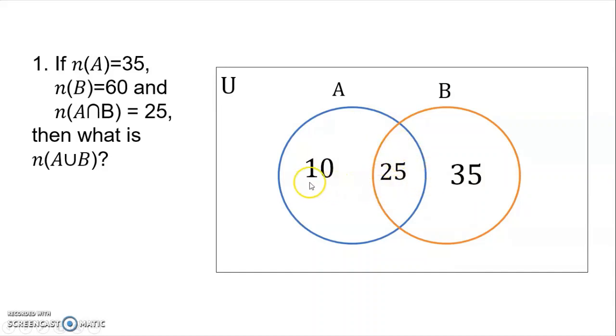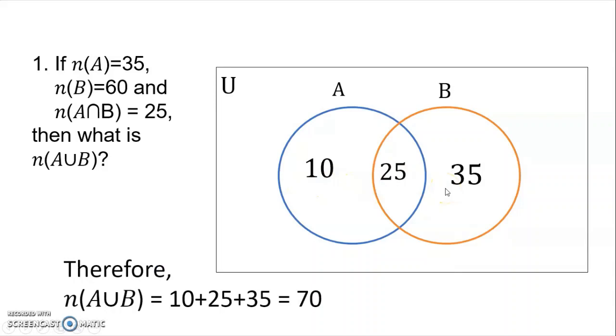So, ang gagawin nyo lang, i-add nyo lang siya lahat. So, therefore, the cardinality for the union of sets A and B would be 10 plus 25 plus 35. That will give you 70. This example or this problem is in your module, pero wala siyang solution. So, if you need the solution, this is it.